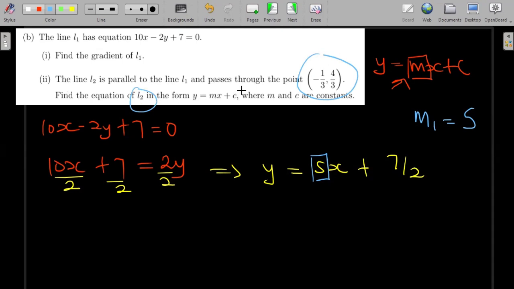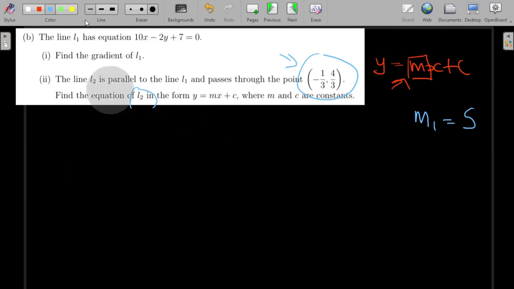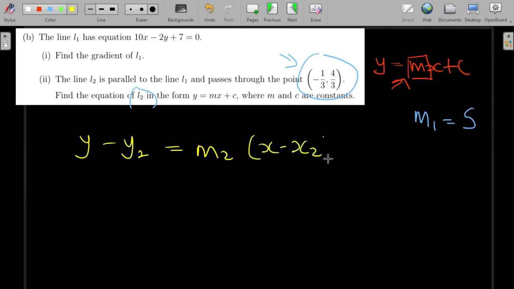Okay, so we already have the gradient of the line 1, and then this line 2 is parallel to the line 1. So it means their gradients are equal. Okay, and then we also have this point. It means we can find the equation of a straight line. So we are going to say the equation of a straight line is just y minus y2, since we are finding line 2, is equal to m2, and then x minus x2. So this x2 and y2, I'm going to get them from this coordinate. So this coordinate minus 1 over 3, comma, 4 over 3.